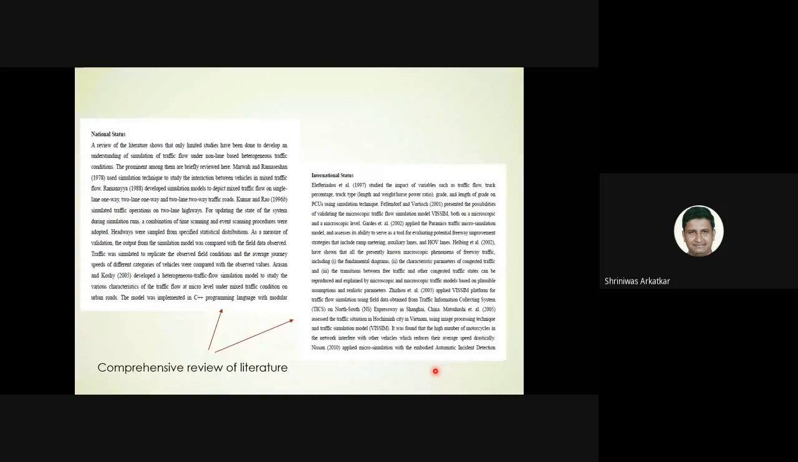So this is one very good example of that. We can write like this, a comprehensive review of literature.